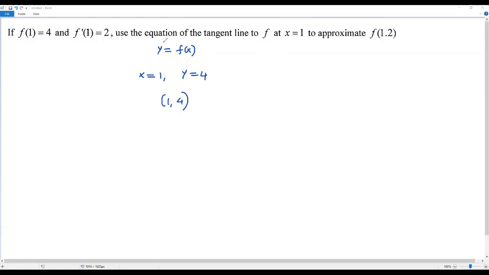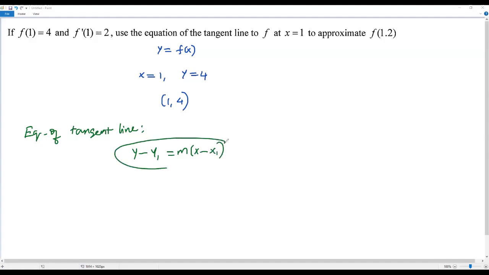Now, since we need the equation of the tangent line to approximate the value of f of 1.2, first let me write the formula to get the equation of the tangent line. The formula is y minus y1 equals m times x minus x1. This is the point-slope form equation of a line, the same one we use to get the equation of the tangent line. In this, (x1, y1) is the point at which we draw the tangent line.